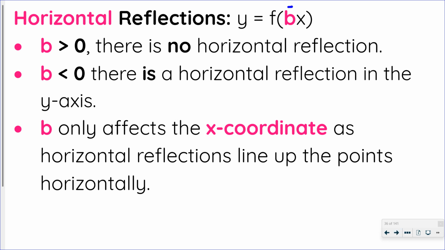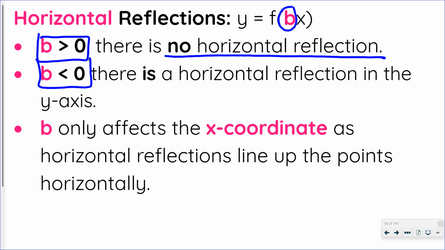So for horizontal reflections, I'm going to use parameter b. When b is greater than 0, positive, there is no horizontal reflection. But when b is less than 0, negative, there is a horizontal reflection that happens in the y-axis. Because this is horizontal and all the values line up horizontally, b only affects the x coordinate. Y will stay the same, x is what's changing this time.